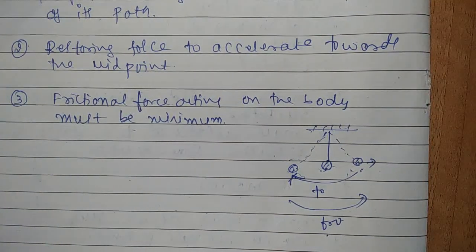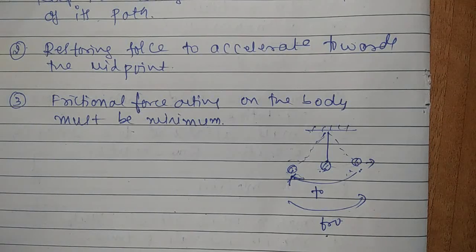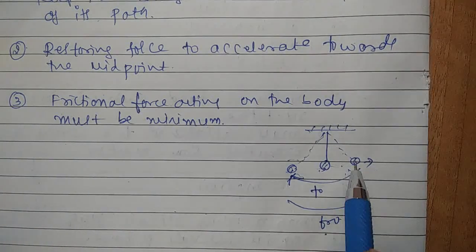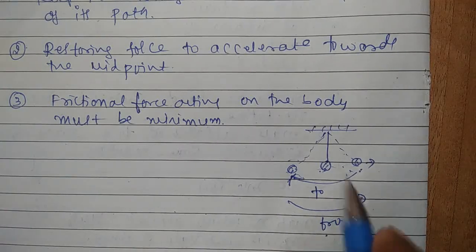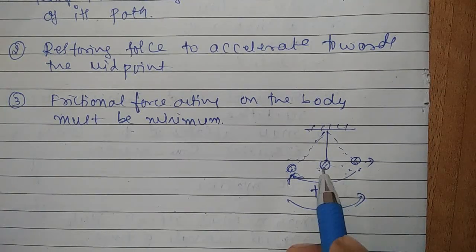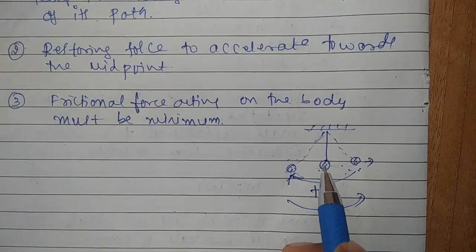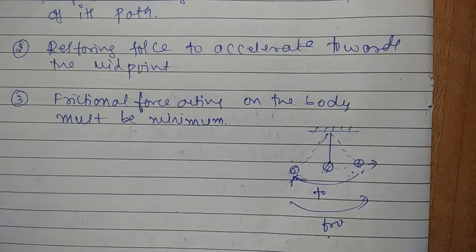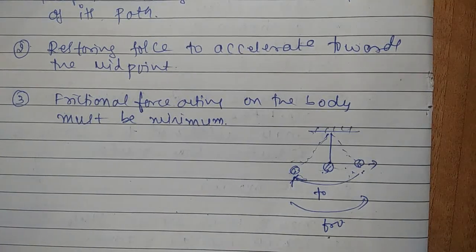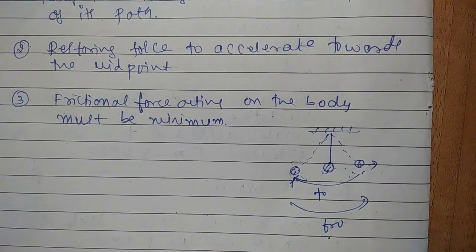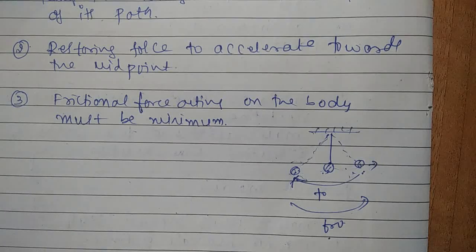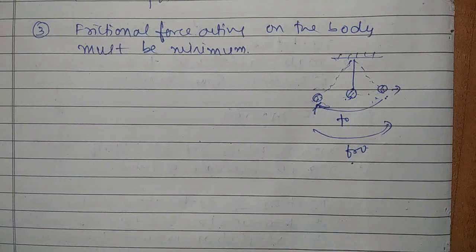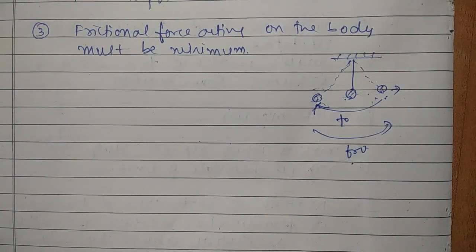Why should frictional force be minimum? Because if air resistance is there, it will oppose the motion of the bob towards the mean position. Frictional force always acts in a direction opposite to the motion of the body, so it must be minimum. If it is minimum, then we can see sustained amplitudes of oscillations. So these are the conditions for a body to execute oscillatory motion.